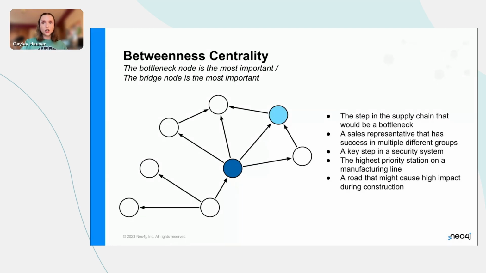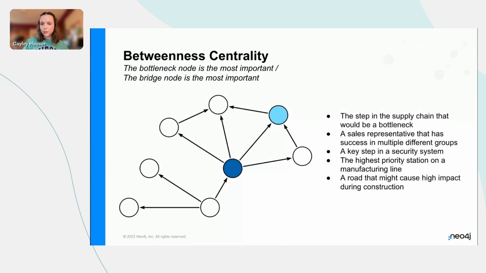Again, a high priority station in a manufacturing line. That's a common potential use case. Or maybe even, I live in the DC area. I drive in a lot of traffic. A road that could cause high impact during construction if you're in something like city planning, right? This is where betweenness centrality can really help us identify nodes that are important based on how they're going to affect the nodes around them. And again, whether that's flow of information, flow of goods and services, or security, this can really help us answer some of those key questions in our business use cases every day.